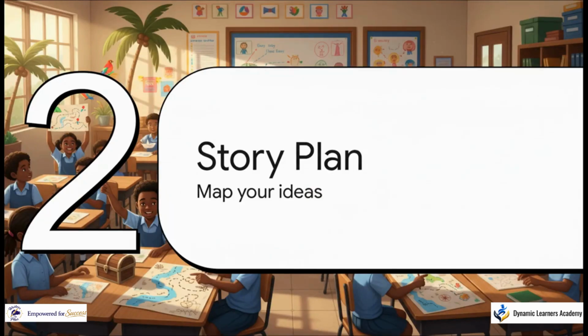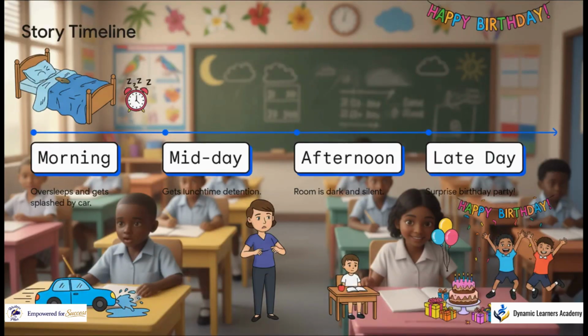Moving right along to Section 2, Creating Your Story Plan. Okay, here is the secret sauce that makes story writing so much easier. Planning. Listen carefully, though. A plan is not the story itself. Think of your plan as a map. If you've ever traveled somewhere brand new, you know you need a map, right? Without it, you get lost. Well, without a plan, your story gets lost too.